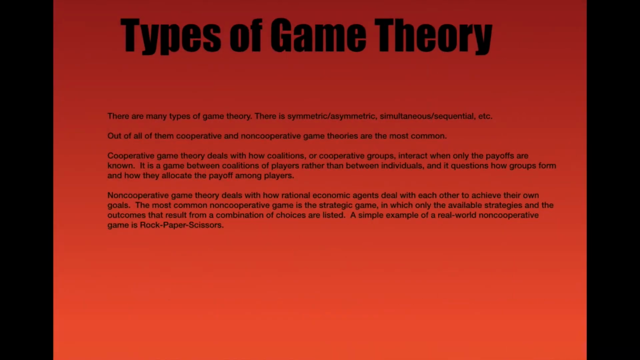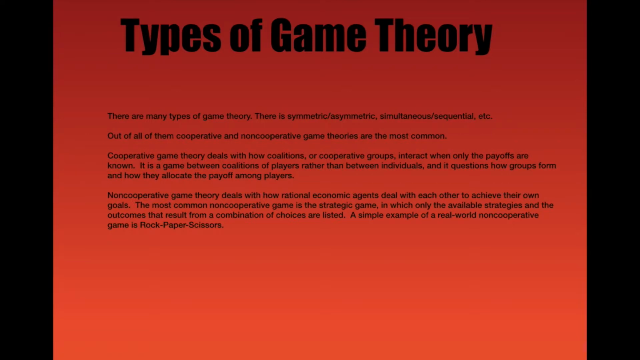Types of game theory. There are many types of game theory. There's symmetric/asymmetric, simultaneous/sequential, etc. Out of all of them, cooperative and non-cooperative game theories are the most common. Cooperative game theory deals with how coalitions or cooperative groups interact when only the payoffs are known. It is a game between coalitions of players rather than between individuals, and it questions how groups form and how they allocate the payoff among players.